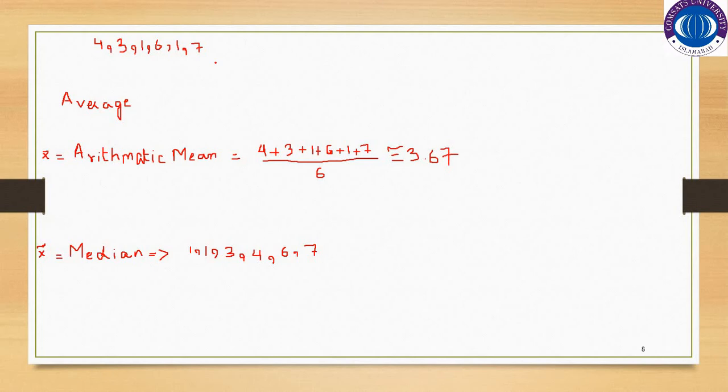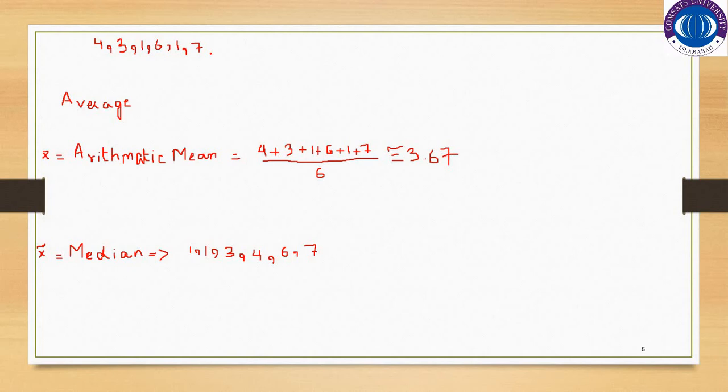Ungrouped data means that we have not affected the frequency distribution here, and we are just dealing with the values of the data set. So how to find out the median? To find out the median, at the very first step, arrange the data set in ascending or descending order. I have arranged the data set in ascending order. So the first value is 1, second value is also 1, third value is 3, and 4, then 6, then 7.